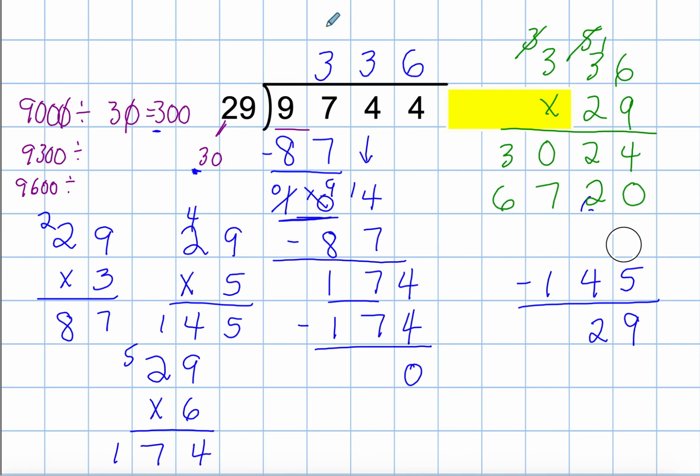4 plus 0 is 4. 2 plus 2 is 4. 0 plus 7 is 7. And 3 plus 6 is 9. So 9,744, and it works out.